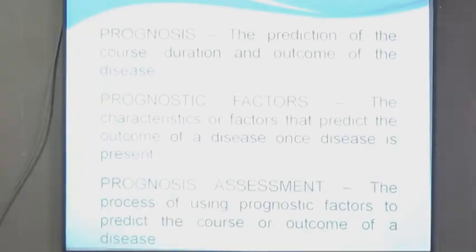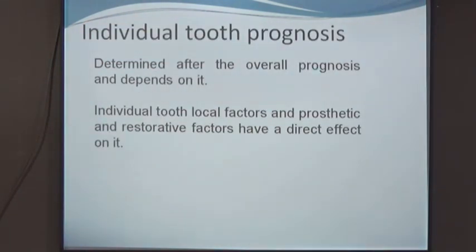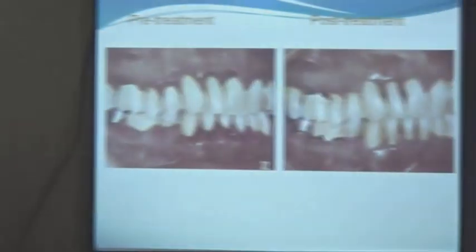These are all the different prognosis, prognostic factor, prognostic assessment, overall prognosis, individual tooth prognosis. These are the factors in determination of prognosis: overall clinical factor, systemic and environmental factor, local factor, prosthetic and restorative factor. These things they can ask you in MCQ. What are the factors determining the prognosis? Overall clinical, systemic and environmental, local factor, prosthetic and restorative factor. Is it understood? This is pre-treatment, post-treatment.